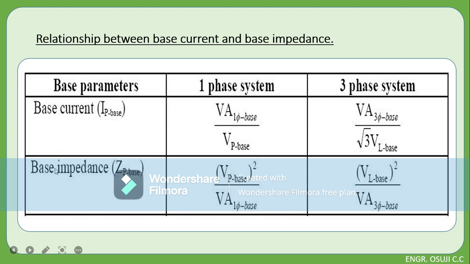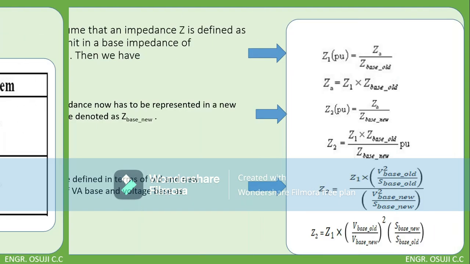Then what about the base impedance? That is the Z phase. We can achieve this by using the relationship V squared all over per phase power. Then what about for a three-phase system? We have it to be V line base squared over the three-phase power. So we can see that you can prove this formula, considering the relationship between impedance and power, how you can find impedance when you are given the power and the voltage.